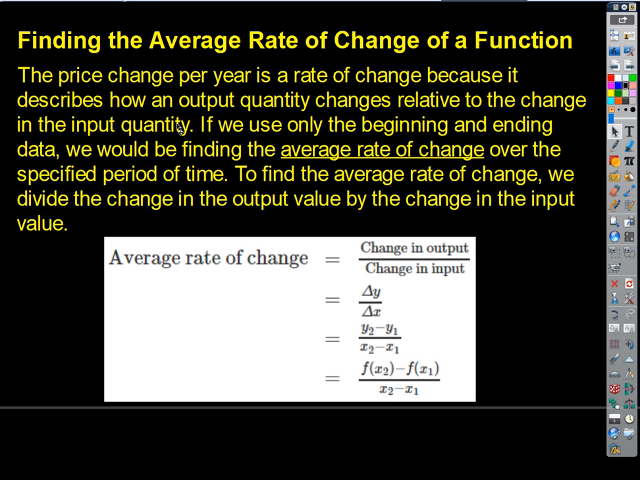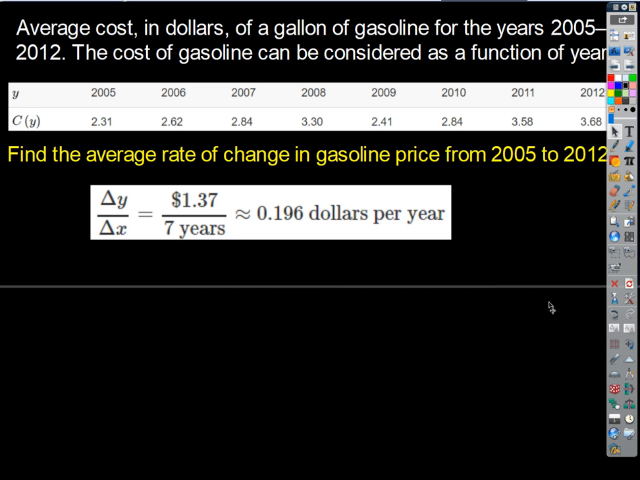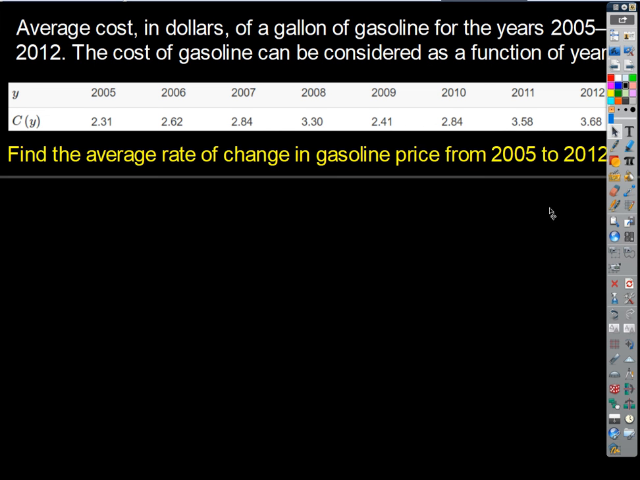But we don't care about that. We're talking about an average rate of change. All we care about is, what's the final value of the time, what's the final value of the distance, what happened from endpoint to endpoint. That's it. Okay, so if we want to calculate the average rate of change in gasoline price from 2005 to 2012, what's going to be my input here?